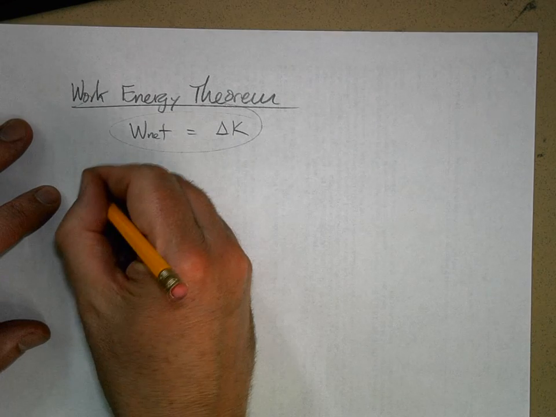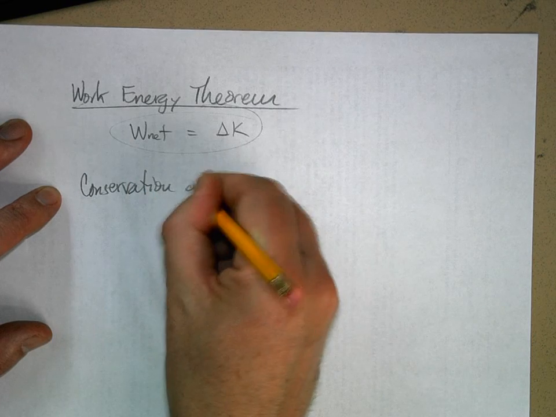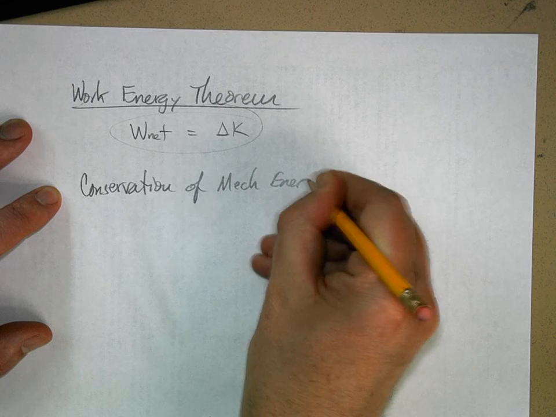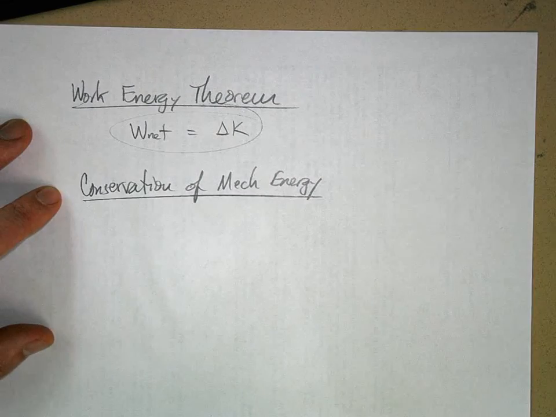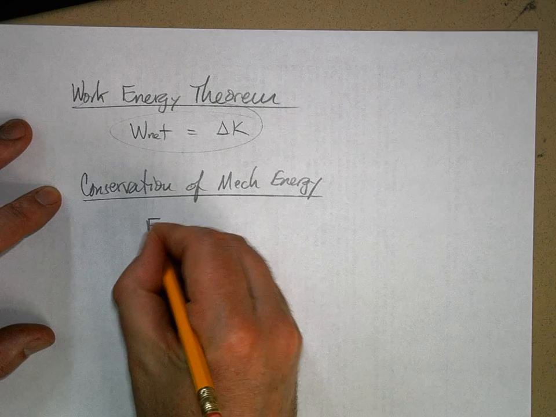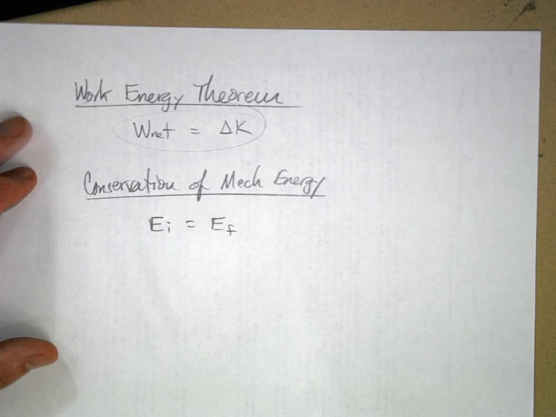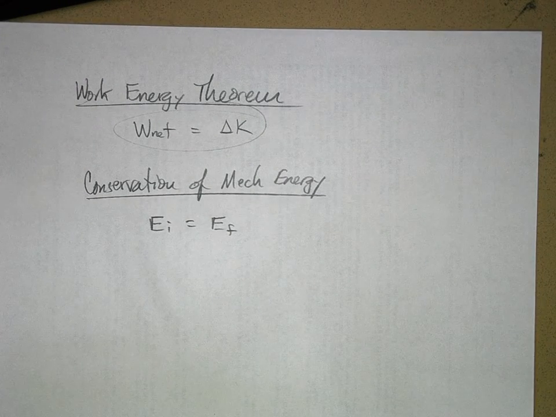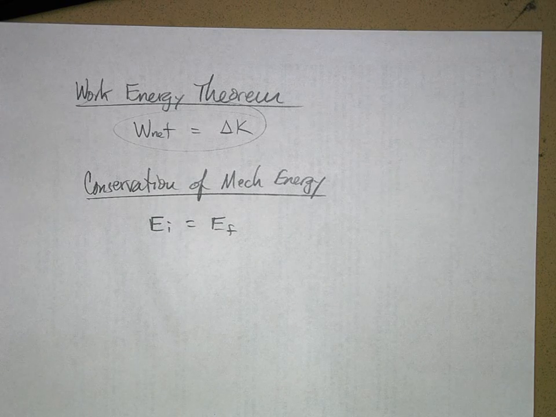Or you'll have a conservation of mechanical energy problem, where the only force acting is the force due to springs or gravity. You would do this: E initial equals E final. So you would start here. That's your basic equation you would start with. And then you look for, okay, how much kinetic energy do I have? How much gravitational potential energy do I have? And then you solve for your unknown.